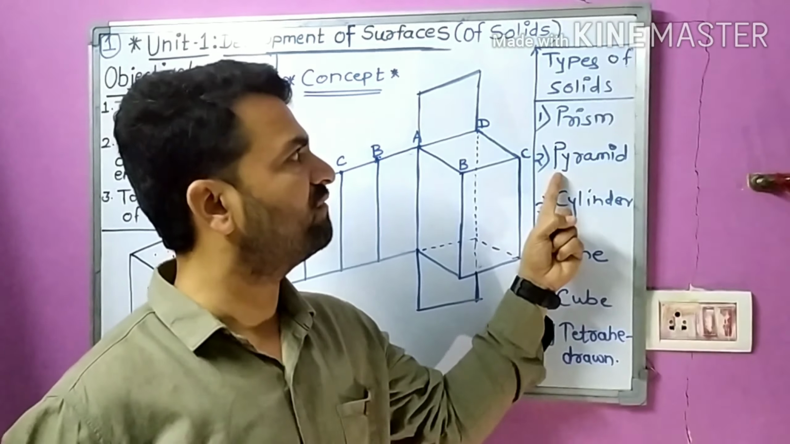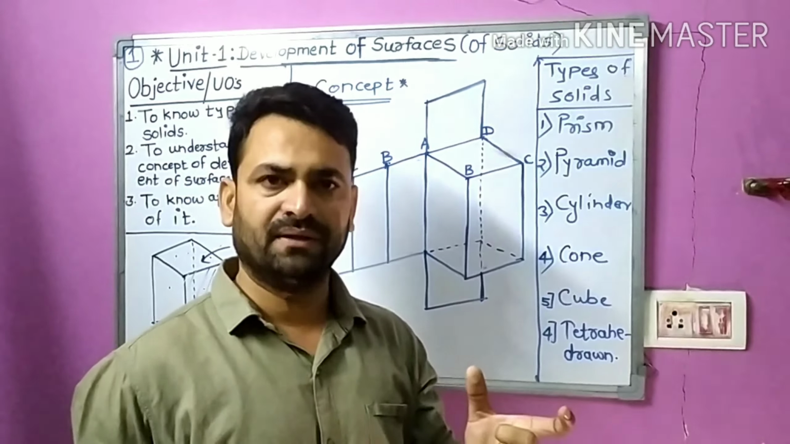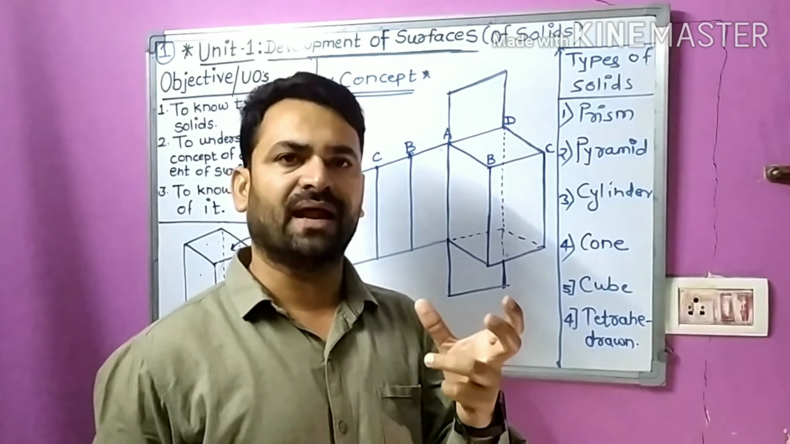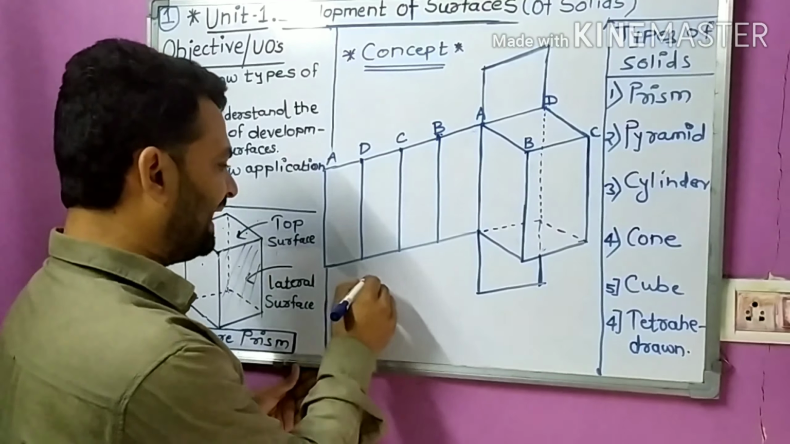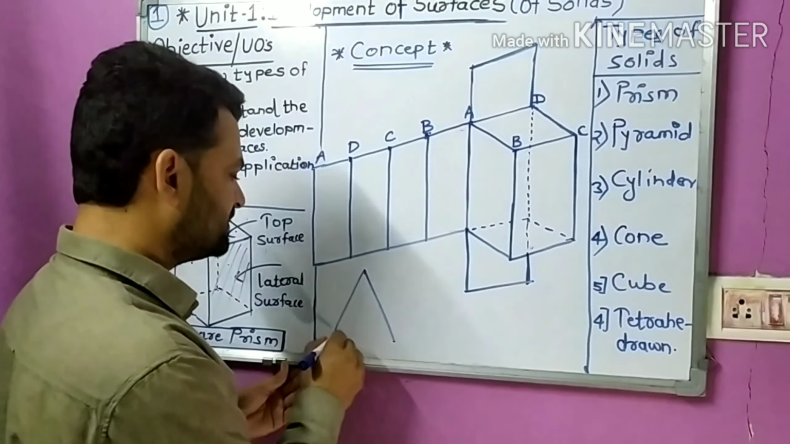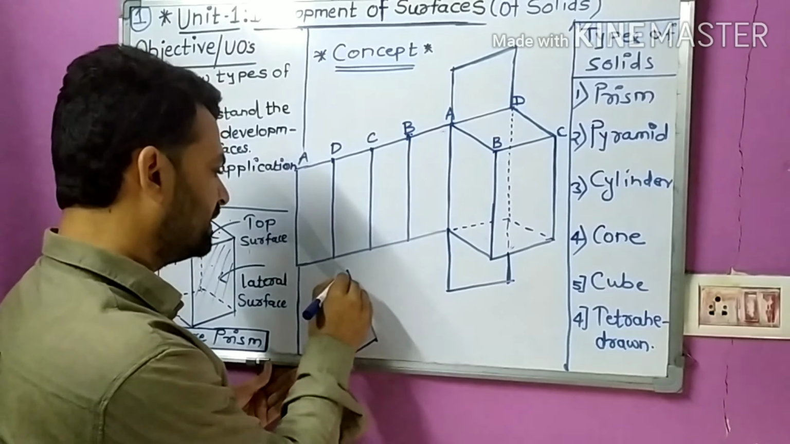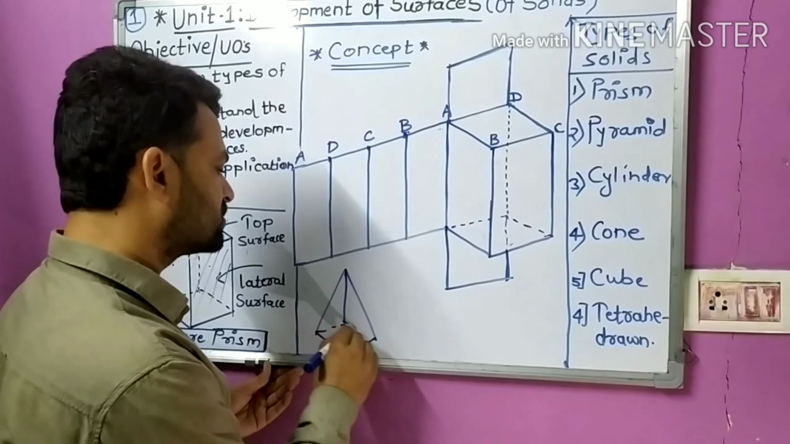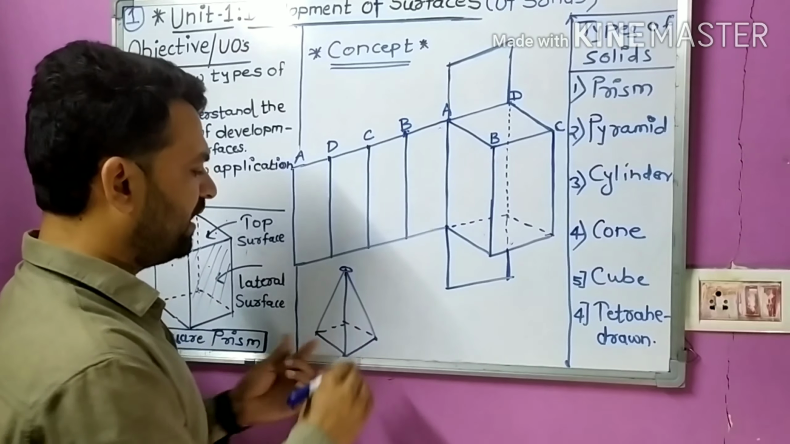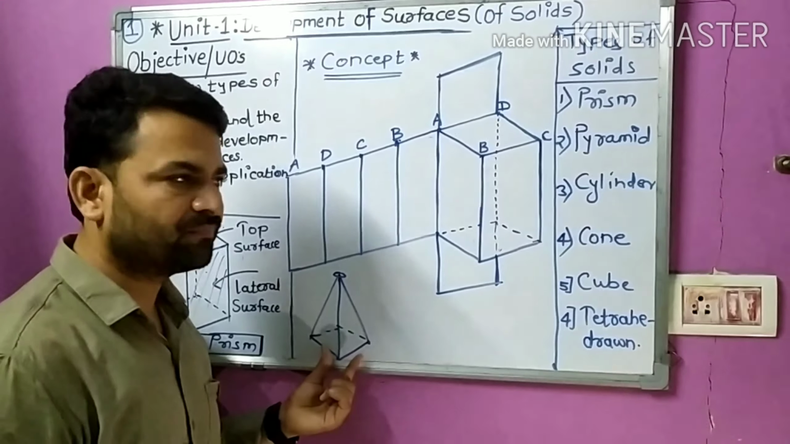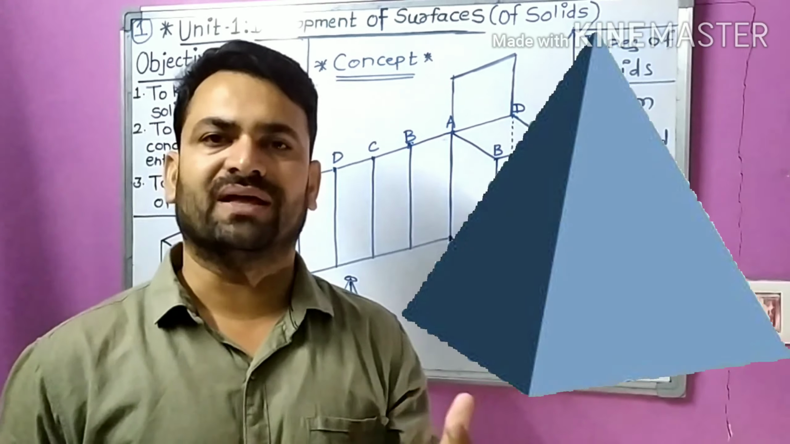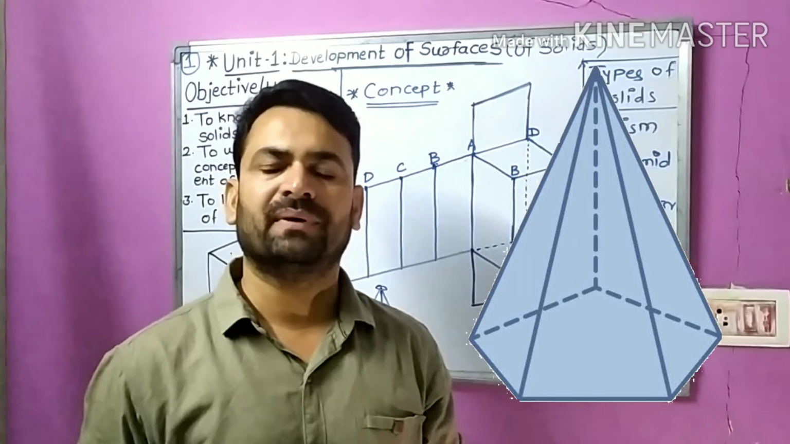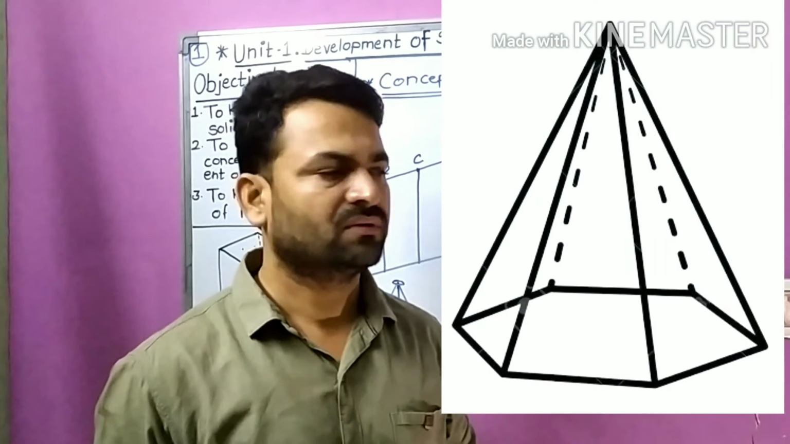Likewise, these are the types of prism according to the shape. The second type of solid is the pyramid. Everybody knows the pyramid. We have seen this is the prism category. The pyramid category is like this. This is a pyramid, consider this is a square pyramid. Likewise, again according to shape, there are various types of pyramid, that is square pyramid, pentagonal pyramid, hexagonal pyramid.